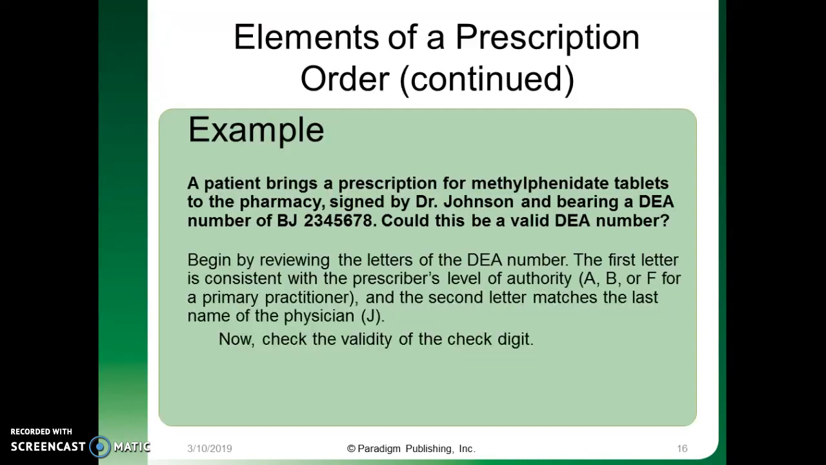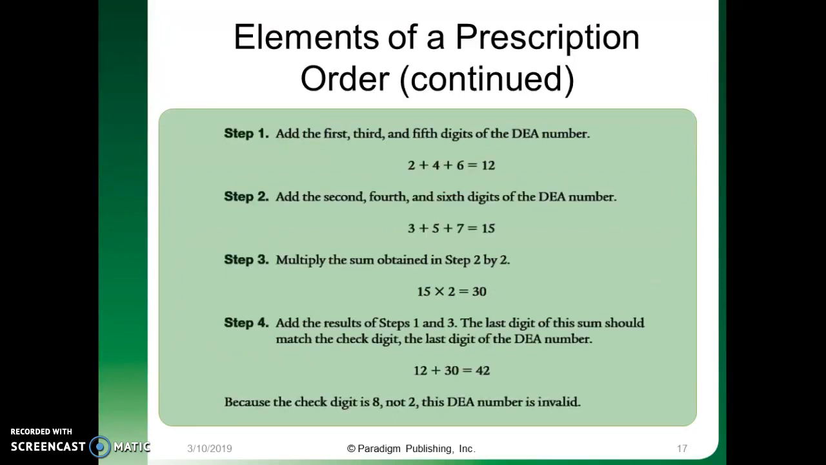So here's an example. A patient brings a prescription for methylphenidate tablets to the pharmacy designed by Dr. Johnson and bears a DEA number of BJ2345678. Could this be a valid DEA number? So again, we're going to check it by adding the first, third, and fifth digits. So that's 2 plus 4 plus 6 is equal to 12. Add the second, fourth, and sixth digits of the DEA number. 3 plus 5 plus 7 is equal to 15.